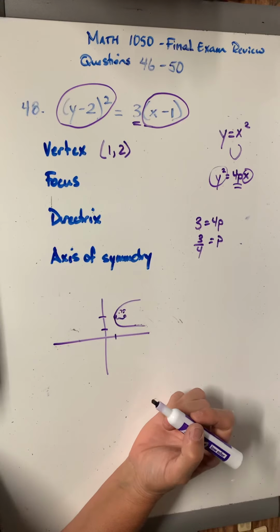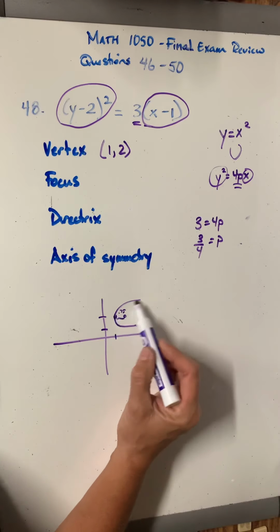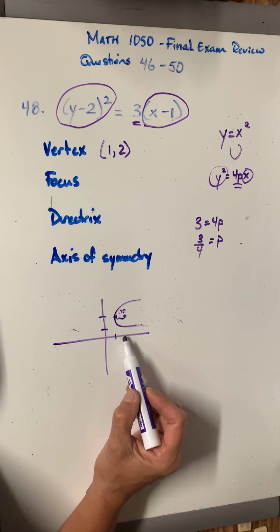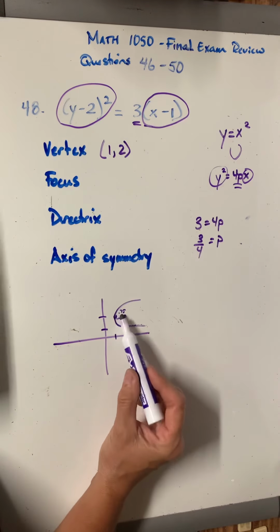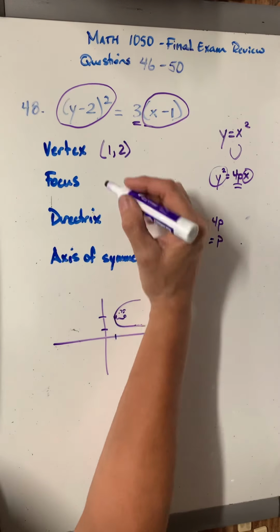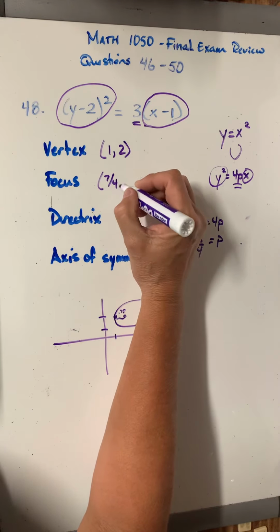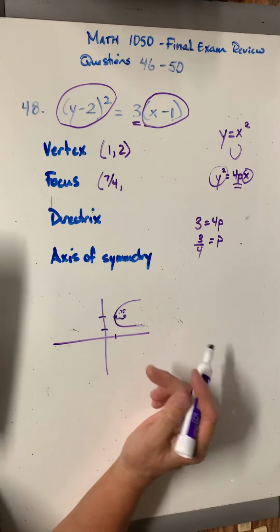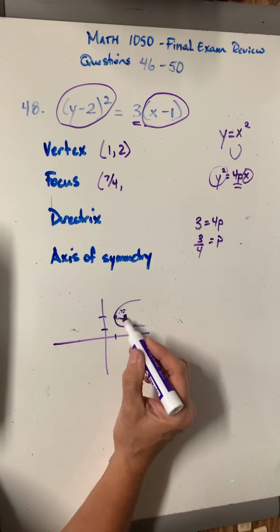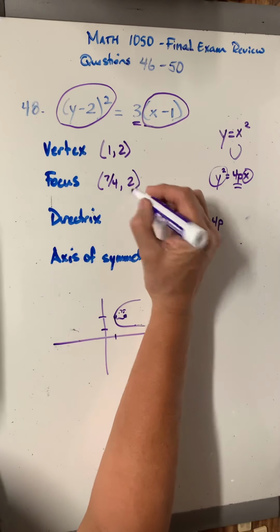So I'm going to move 3/4 of a distance, so 0.75, let's say, to here, and that will be my focus. Which way am I moving? This is why I drew my picture. The x is what's moving to the right. So my x was 1, I'm going to add 3/4, so that's 1 3/4, which you could write as 7/4, or you could write as 1.75, depends on how the question wants you to answer it. And then what's the y value? The y didn't change, so that's 2.